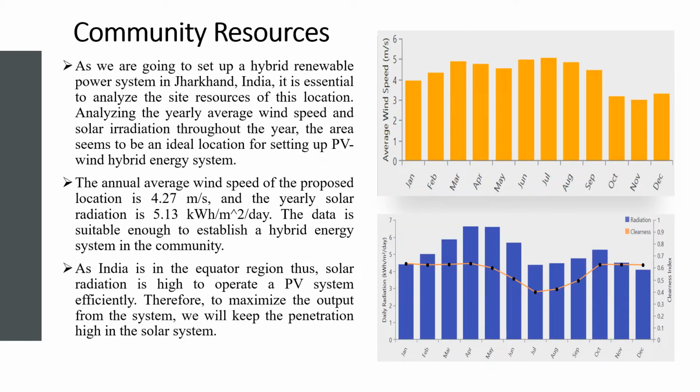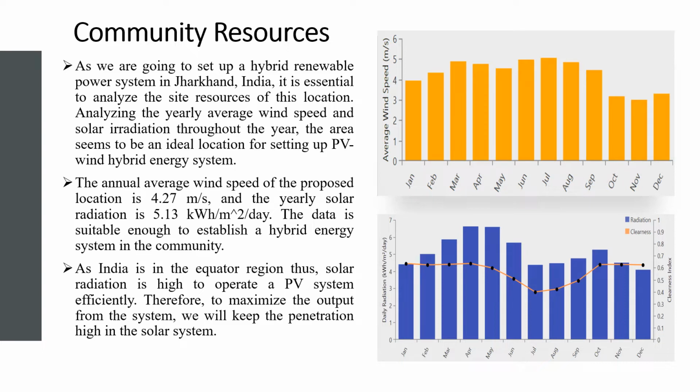So as you already know, we are going to set up this hybrid renewable energy system in Jharkhand, India, because it has the lowest electrification rate in India. So it is essential to analyze the site resources of this location. That's why we have collected the annual wind speed data and annual solar irradiation data. From this curve, we can see that the annual average wind speed of the proposed location is 4.27 meters per second, and the solar radiation is 5.13 kilowatt hours per square meter per day.